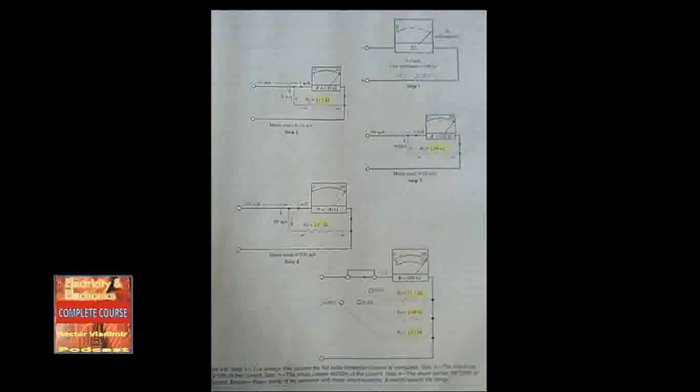Step 1, the voltage that causes the full-scale deflection current is computed. Step 2, the shunt carries 9/10 of the current. Step 3, the shunt carries 49/50 of the current. And step 4, the shunt carries 99/100 of the current. Bottom: basic setup of an ammeter with 3 shunt resistors. A switch selects the range.